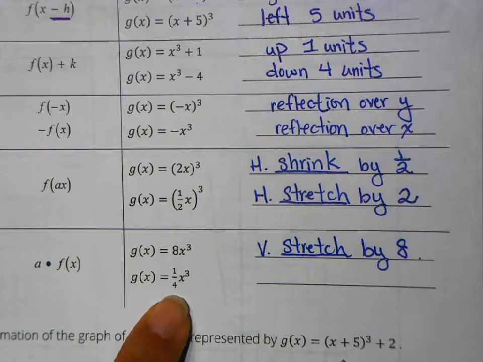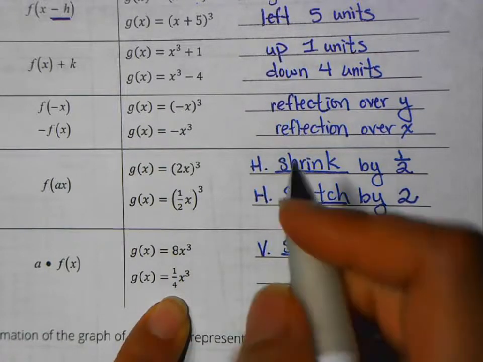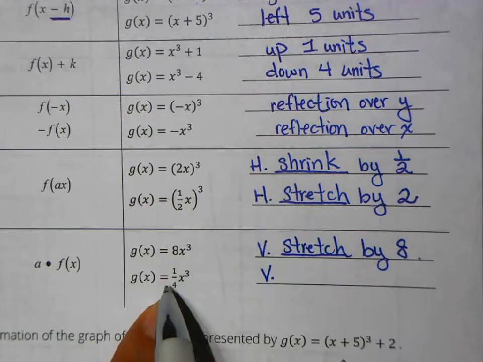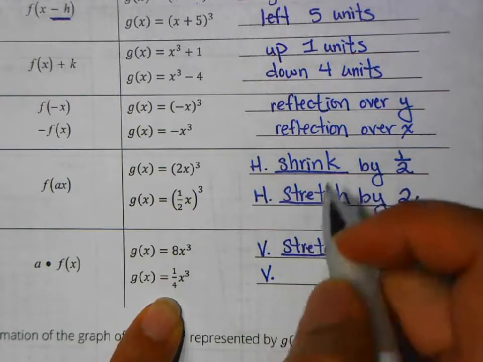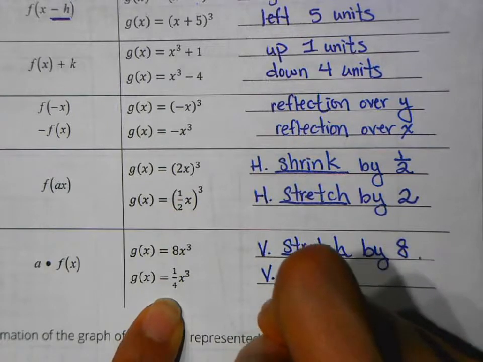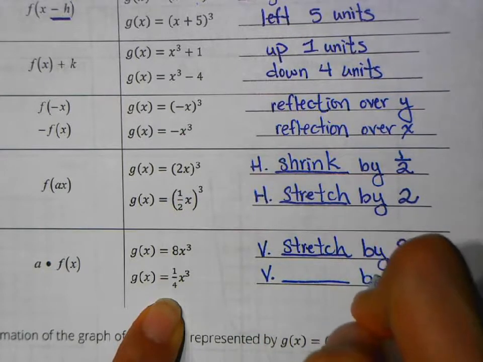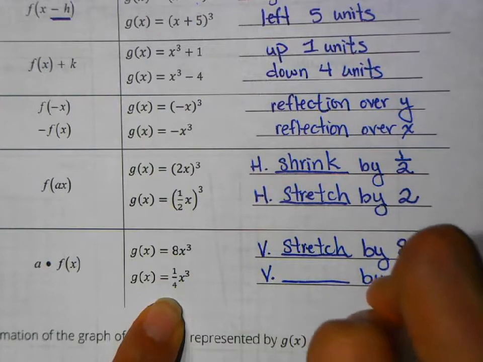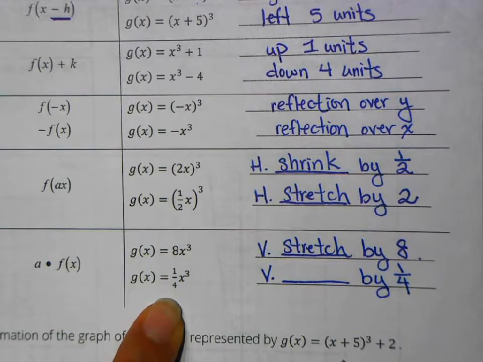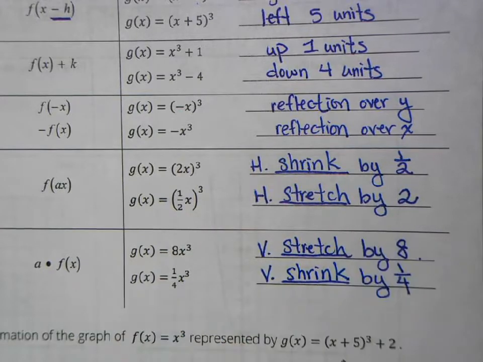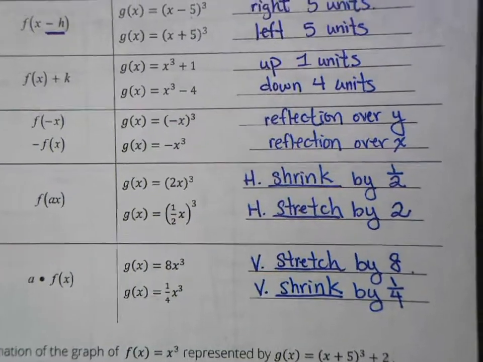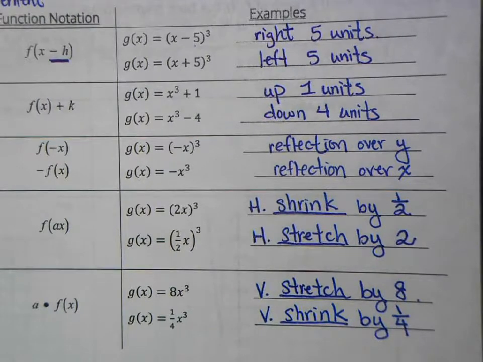The second one, 1/4 times x to the third power. That is also a vertical because it's multiplying the 1/4 to the entire equation x cubed. So it is a vertical, either stretch or shrink. Because it's outside, it follows the rule, so it doesn't change. So it's by 1/4, and since 1/4 is a number between 0 and 1, that is a shrink. So these are some simple examples of transformations that you might see.